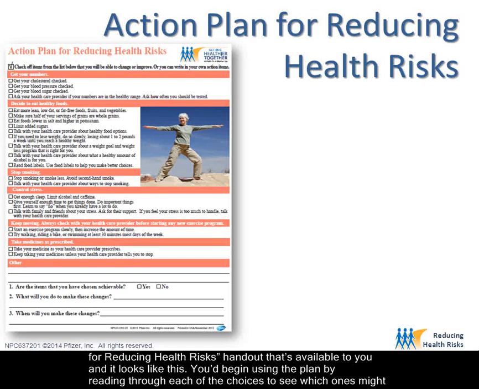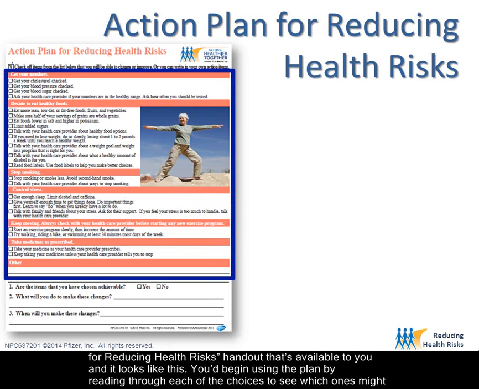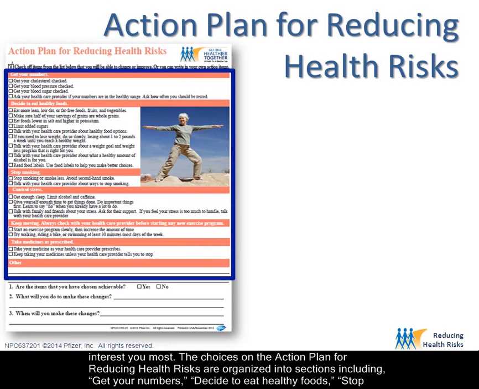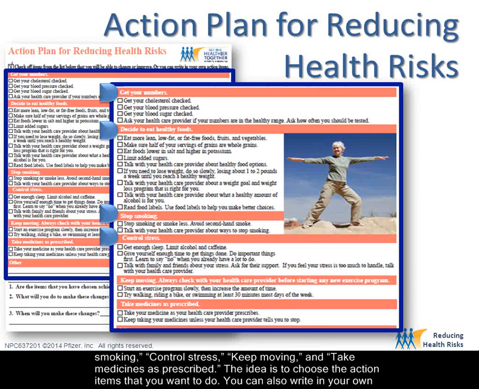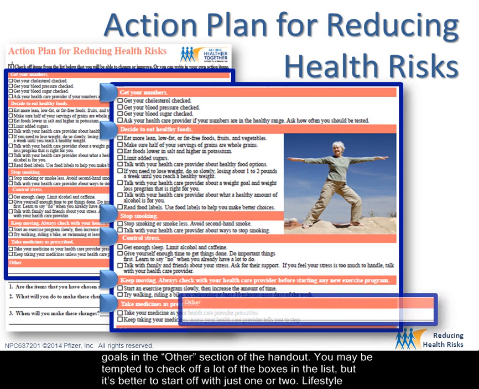You'd begin using the plan by reading through each of the choices to see which ones might interest you most. The choices on the action plan for reducing health risks are organized into sections including Get Your Numbers, Decide to Eat Healthy Foods, Stop Smoking, Control Stress, Keep Moving, and Take Medicines as Prescribed. The idea is to choose the action items that you want to do. You can also write in your own goals in the other section of the handout.